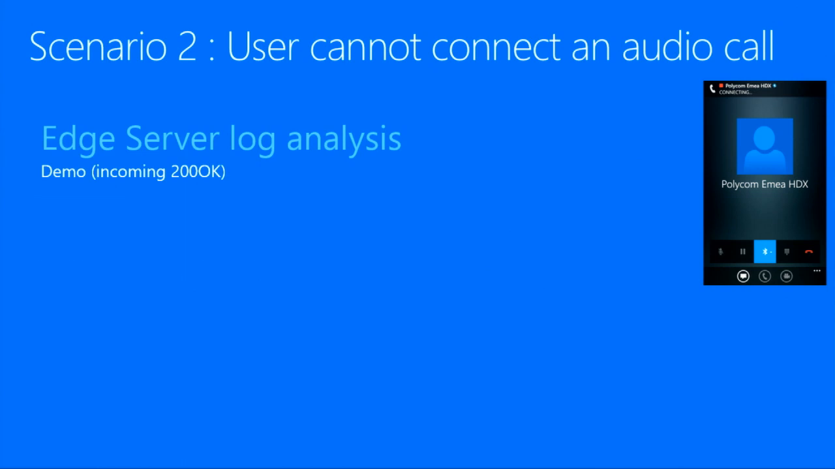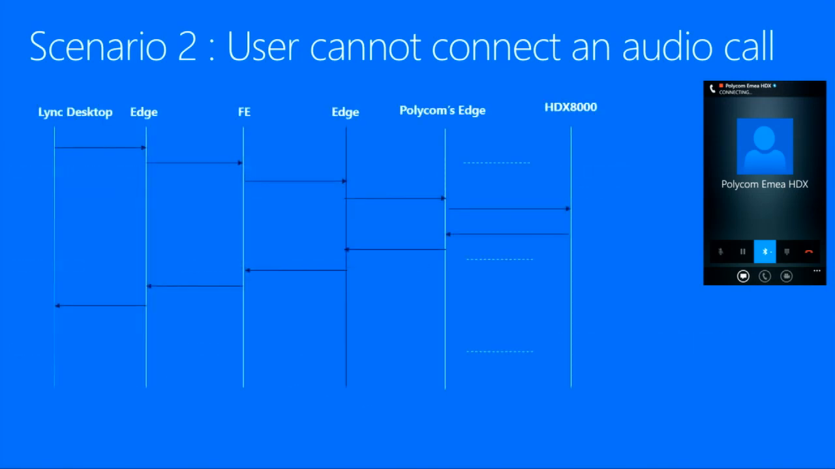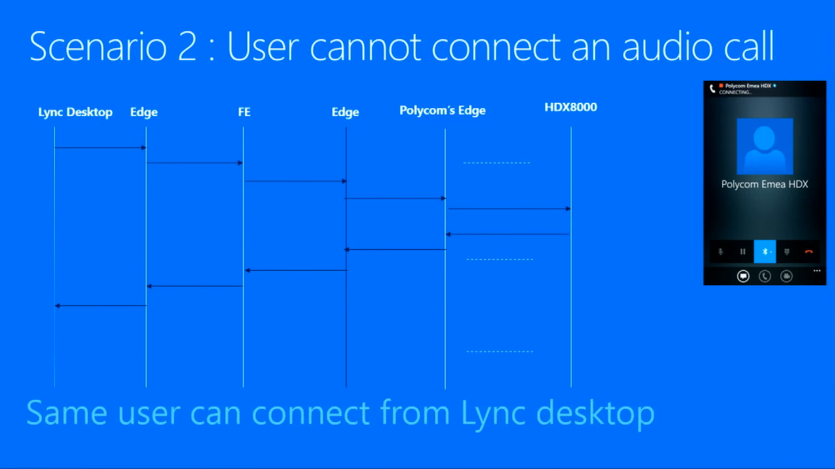Incoming, so we did that. Now for the incoming, after the 200 OK that came from the HDX, there was a private IP. So the way the media connectivity checks happen is as soon as the 200 OK comes to the mobile client, it will look at the IP addresses and start doing media connectivity tests with its candidates against what's coming from the Polycom, from the far end. Then it's going to fail because there is nothing really coming in the SDP. So it's trying, but it's all failing. As you can see in the ladder diagram, the same user can actually connect from Lync desktop.